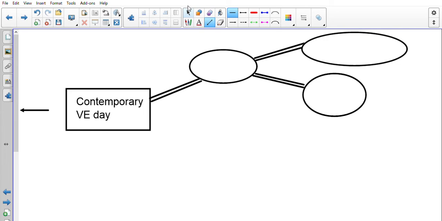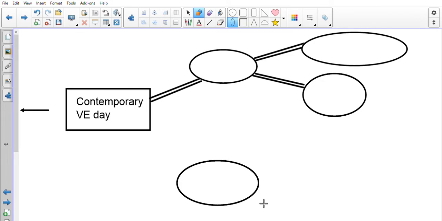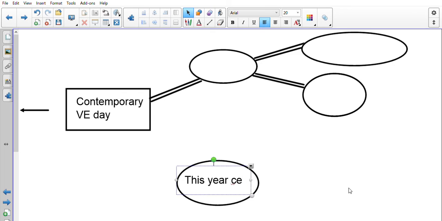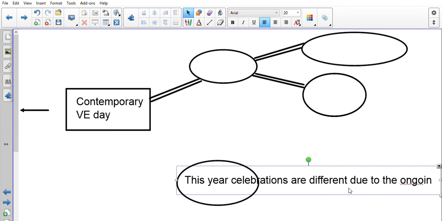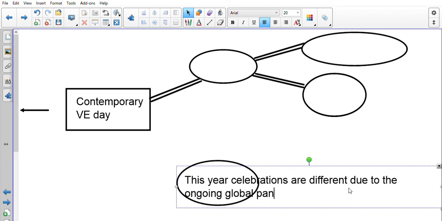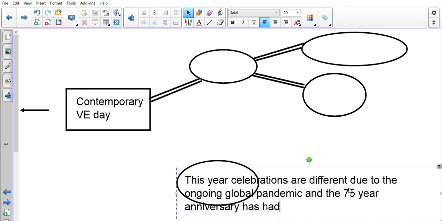My other final tip for all of this would be to write what it is that's going to go inside your bubble before you draw your bubble, because otherwise you'll draw your bubble and it'll be lovely and neat, and then you'll start writing about how this year celebrations, if I can spell it right, celebrations are different due to the ongoing global pandemic and the 75-year anniversary has had to change somewhat.